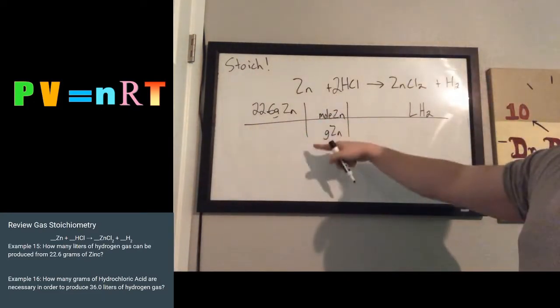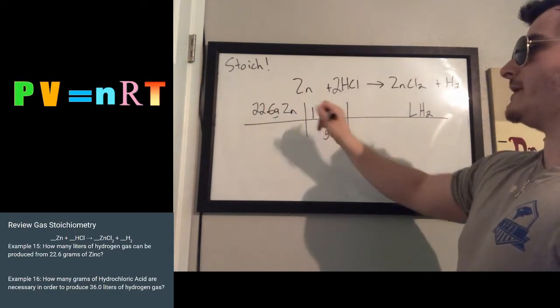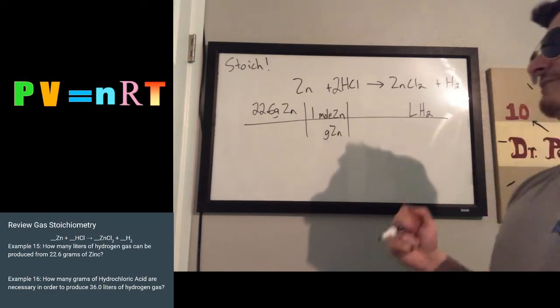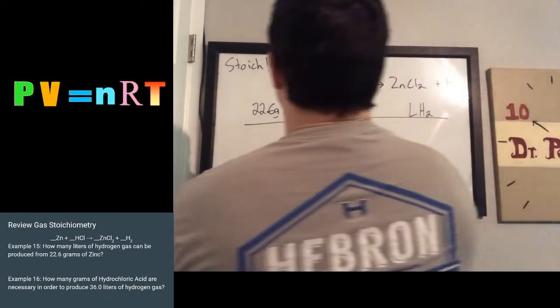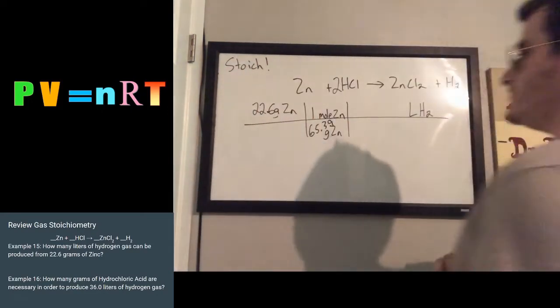Well, where am I going to get these values? I don't know how many moles are in 22.6 grams, but I do know how to determine how many grams are in 1 mole of anything, and that is equivalent to the molar mass that we find on the periodic table. Molar mass of zinc is 65.39 grams.